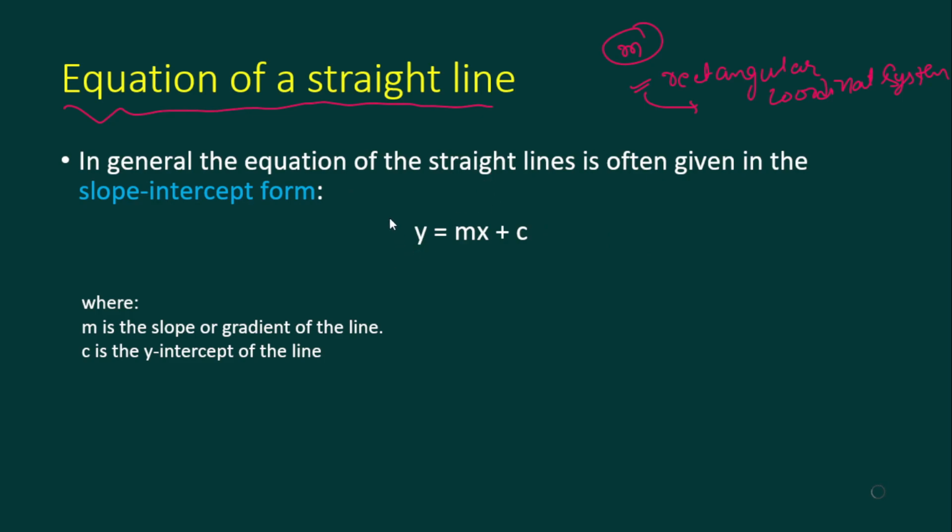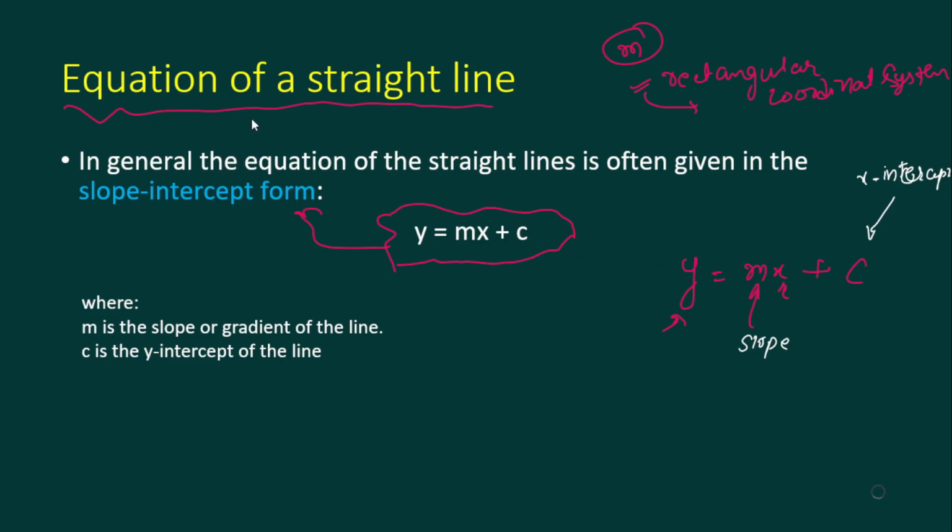So here we have a general form of equation, known as the slope intercept form. This is y equals mx plus c. Here y is the point, x is also a point, and m, you very well know, is the slope, and here c is the y intercept. That's why this is known as slope intercept form.